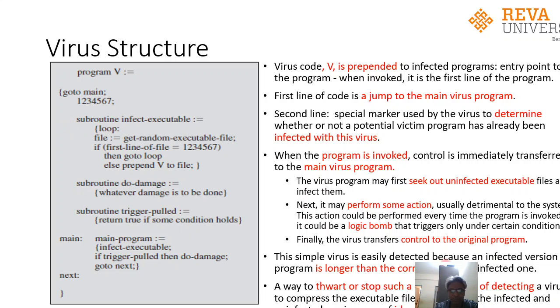This simple virus is easily detected because an infected version of the program is longer than the corresponding uninfected one, because the virus is prepended, postpended or embedded into the original program. That's why the infected program will be longer. Any person can easily detect that when the original program size changes, it means it is infected. But there is a way to stop the user from detecting it by simple means: compress the executable file so that both the infected and uninfected versions are of the same length.